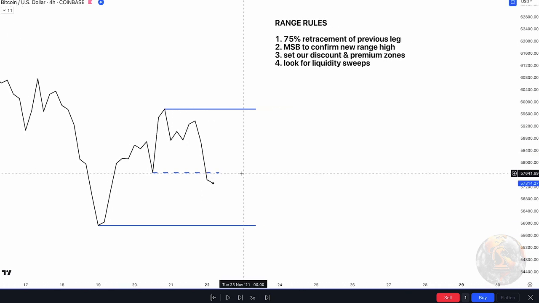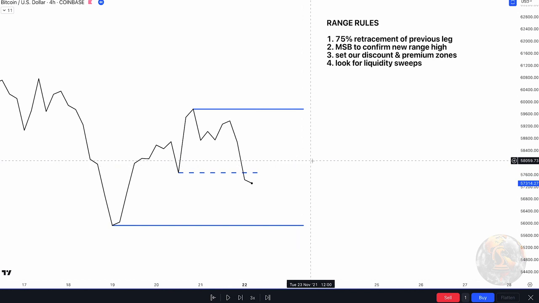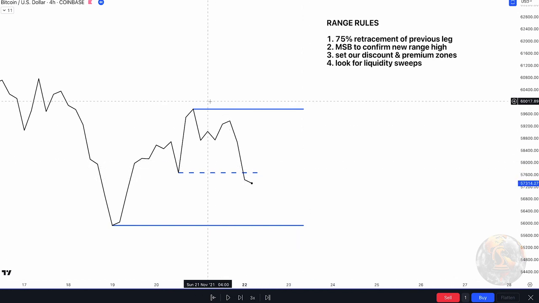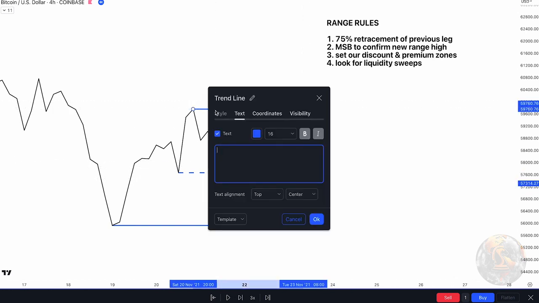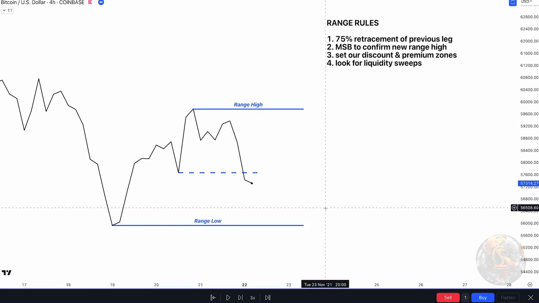Of course it does, because I'm on replay mode. And so, we have a market structure break. Good. Now we can consider this to be our range high. Range high. And this is how you mark it in real time. And then we have range low. Now, what do we want to do next?